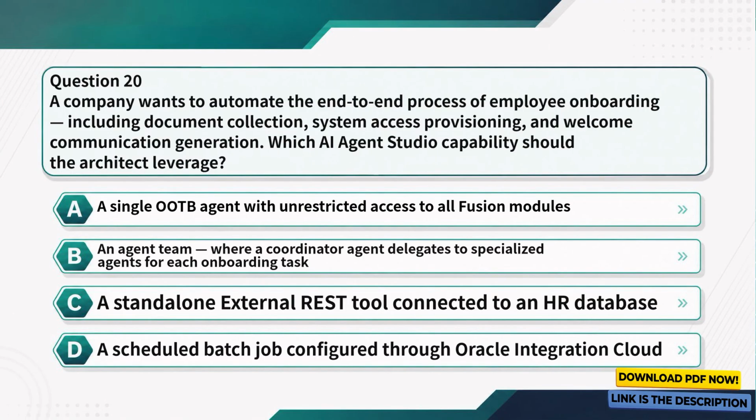Question 20. A company wants to automate the end-to-end process of employee onboarding, including document collection, system access provisioning, and welcome communication generation. Which AI Agent Studio capability should the architect leverage? A. A single OOTB agent with unrestricted access to all Fusion modules. B. An agent team, where a coordinator agent delegates to specialized agents for each onboarding task. C. A standalone external REST tool connected to an HR database. D. A scheduled batch job configured through Oracle Integration Cloud.